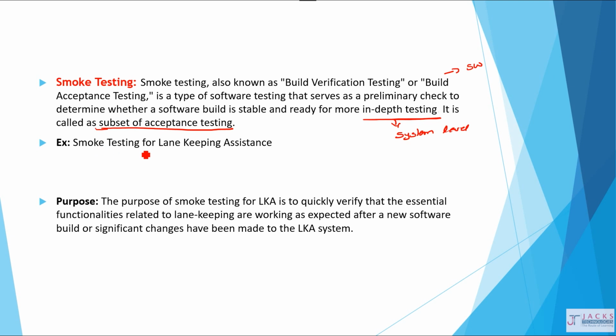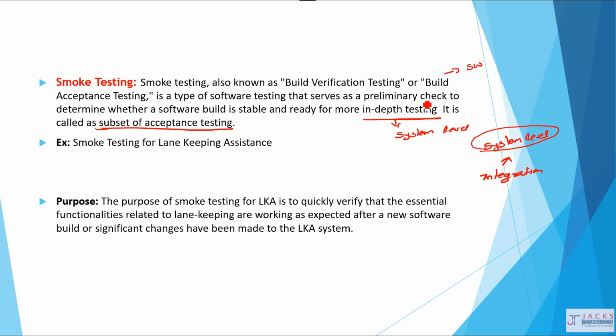Now, smoke testing for lane keeping assistance. I have taken an example of smoke testing for lane keeping assistance. Okay, guys, before going here, normally we have integration testing, correct? Now, after integration, we do system level testing. Guys, you know, right? In system level testing, we do a deep level of testing, like regressions and retests, and also a lot of functional testing, by giving valid input and invalid input.